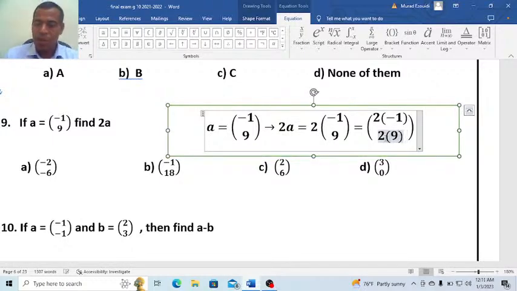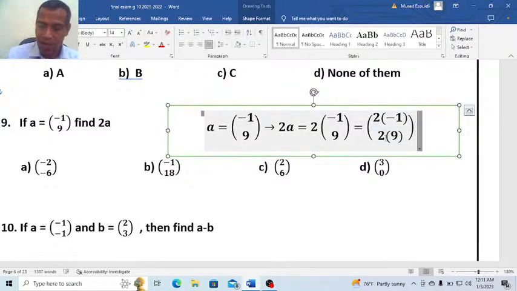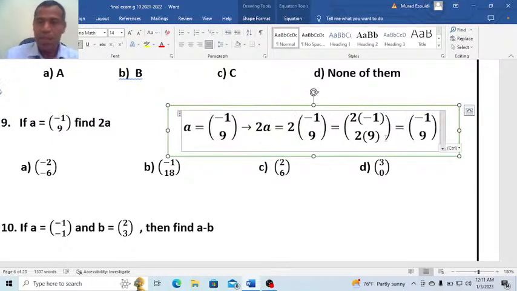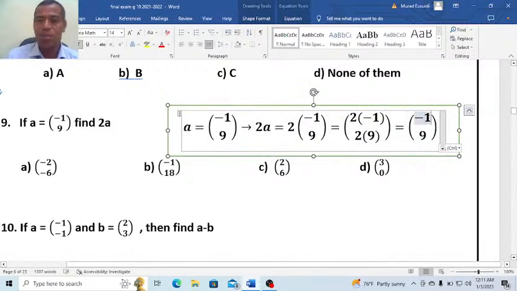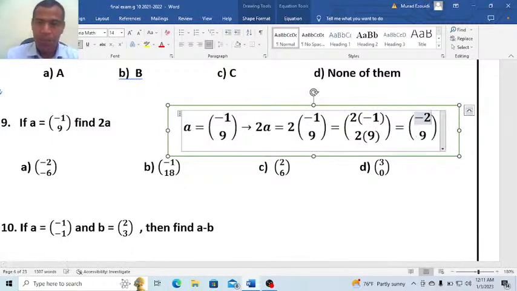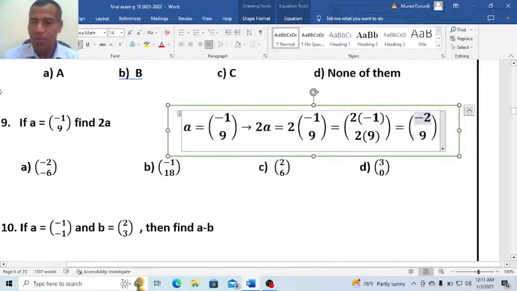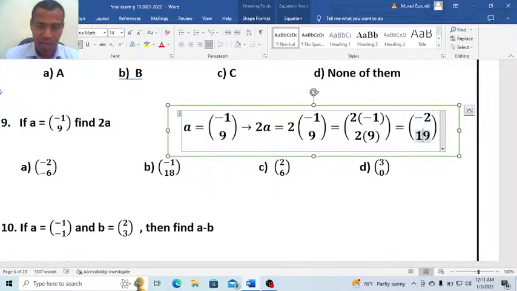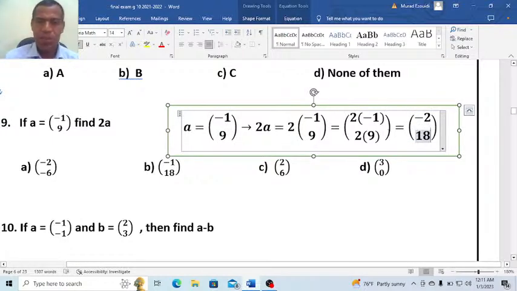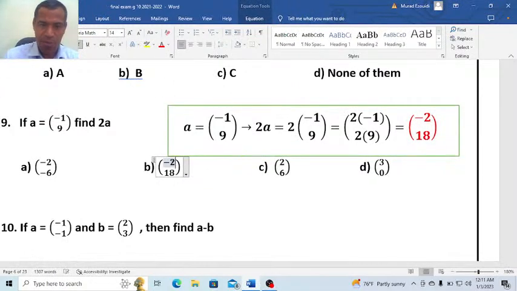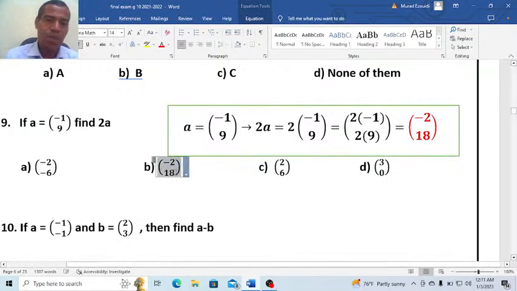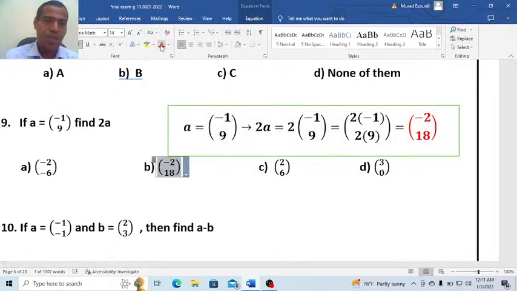So this is equal to what, learners? It will be minus 2, because 2 into minus 1 is minus 2. 2 into 9 will be 18. So the correct answer here is (-2, 18). So therefore, learners, this is the correct answer.